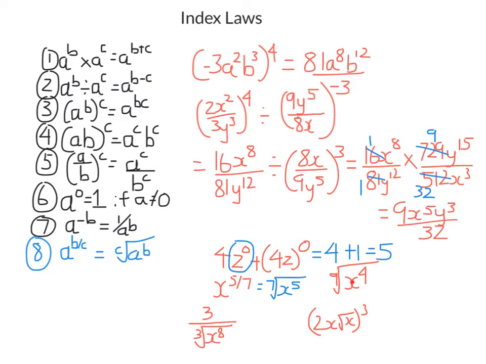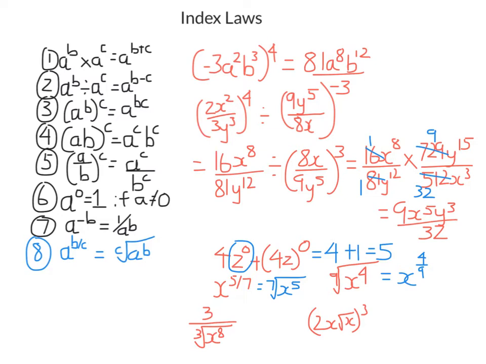So here we're going to go the other way. We're going to start with a radical and write it with a fractional power. So we're going to have the same base x. The number outside telling us which root to take goes on the bottom of the fraction, and the power of x goes on top. So it's x to the power of 4 over 9.